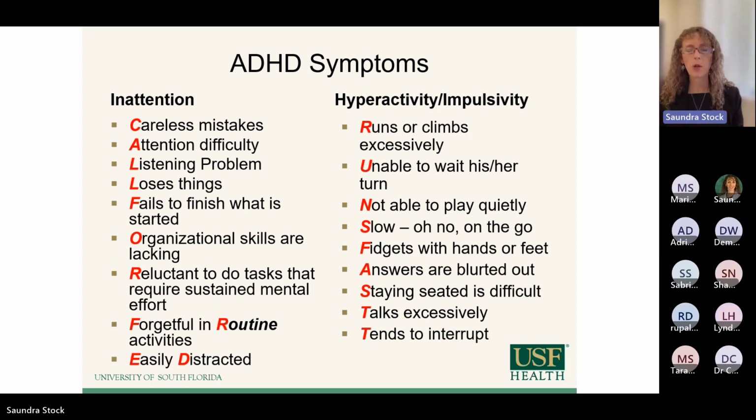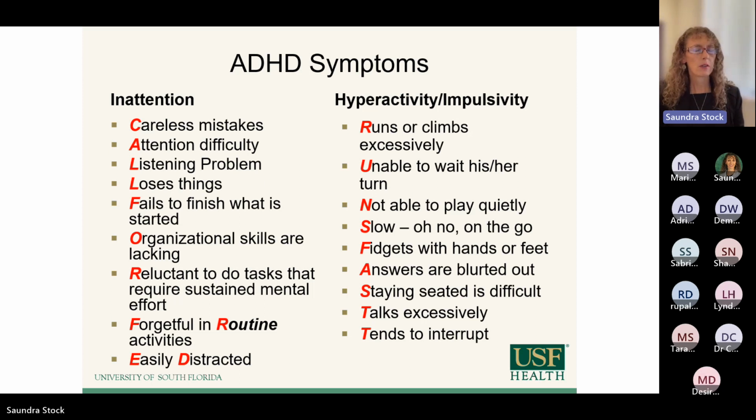If they're hyperactive and impulsive, they may run or climb excessively, be unable to wait their turn, not be able to play quietly, be on the go all the time, fidget with their hands and feet, blurt out answers, have trouble staying in their seat, talk excessively, or tend to interrupt people. So those are kind of the symptoms. As I said, these should be present before age 12 and causing impairment.